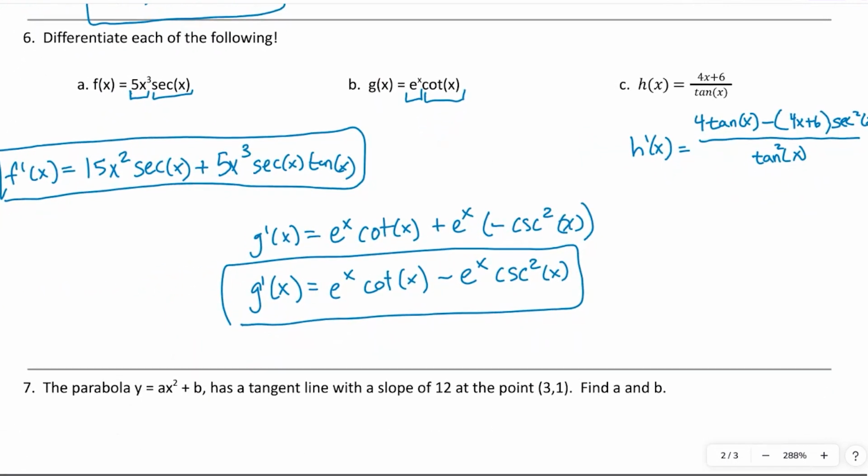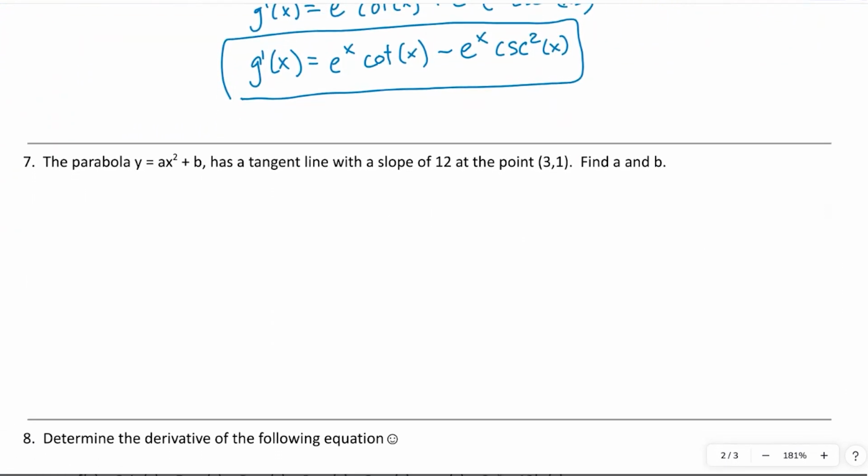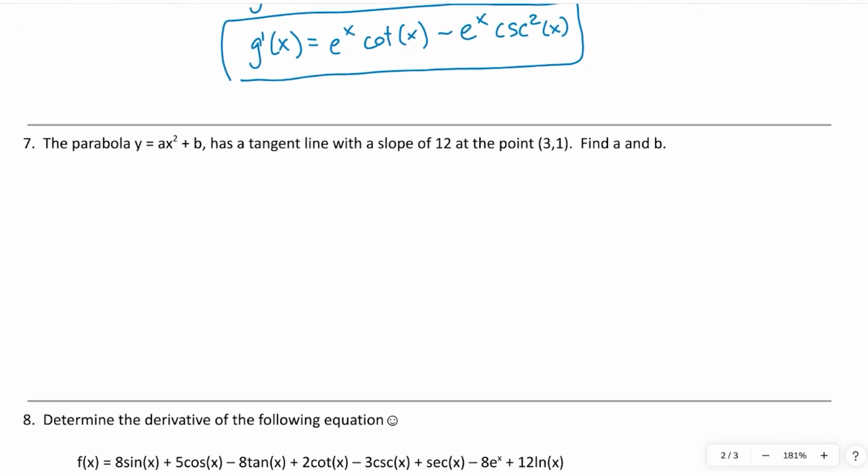All right, let's move on to number 7. It says the parabola y equals ax squared plus b has a tangent line with a slope of 12 at the point (3, 1). Find a and b. Okay, so let's first find the derivative of y. We'll call it dy dx, just to switch it up a little bit. Normally I would write y prime, but I don't want to never use dy dx because I don't want to forget it. It means the same thing.